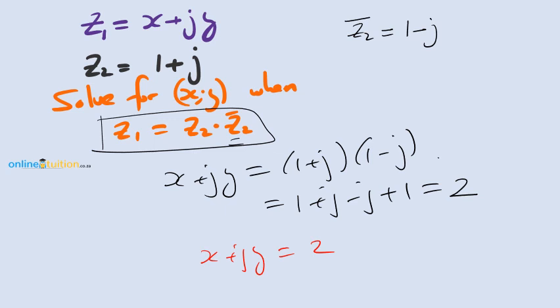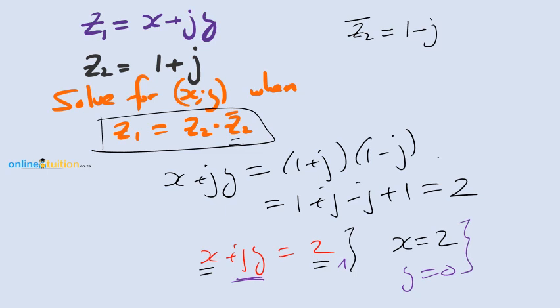So if we compare the real parts, that's x, that's 2. So it tells me x must equal 2. For the imaginary part, there's jy here, there's no j term there. So it tells me that y must be 0. Does that make sense? Think about it very carefully.